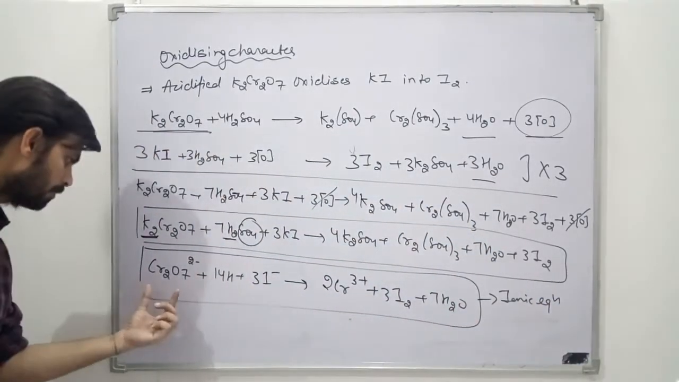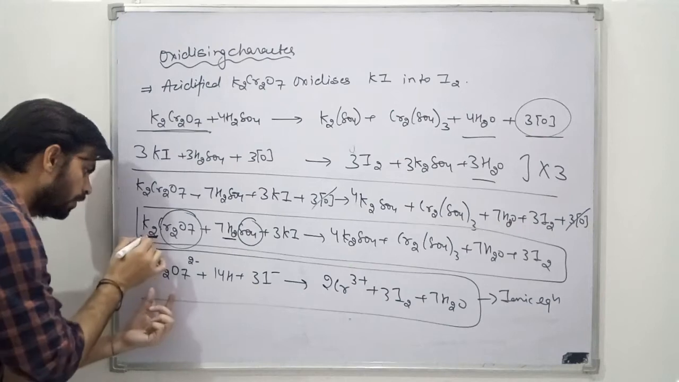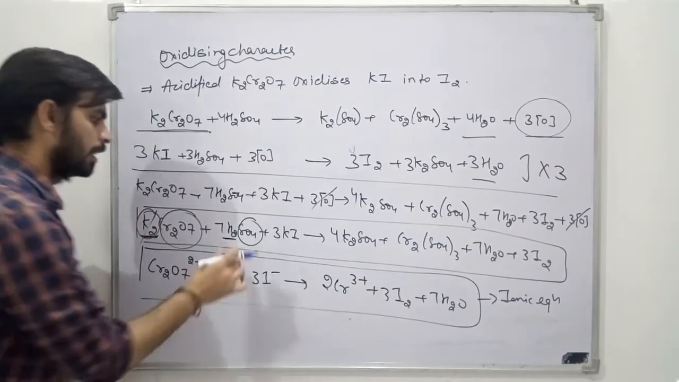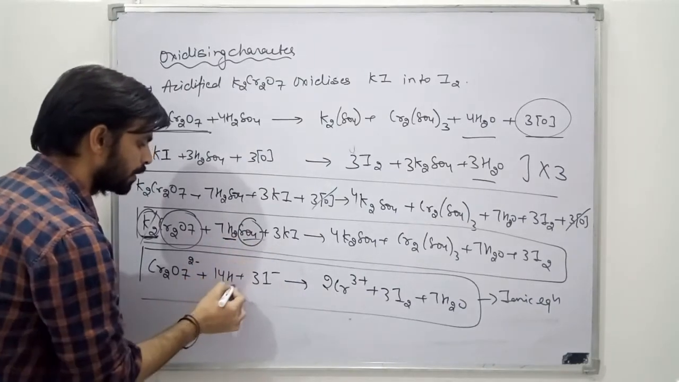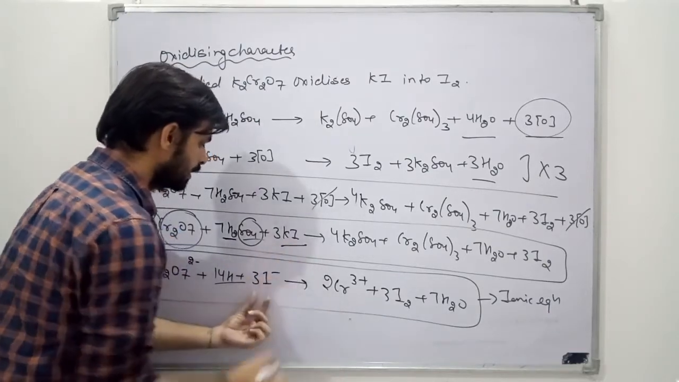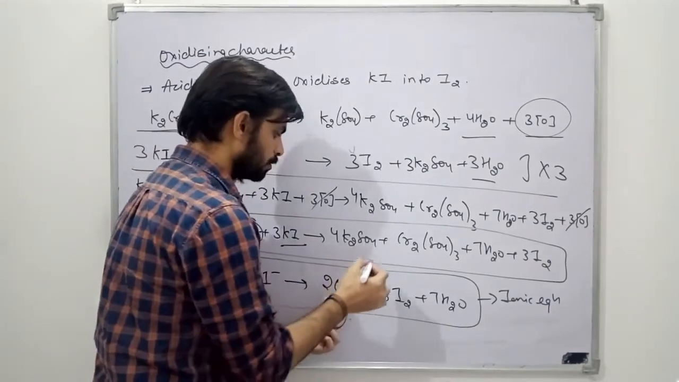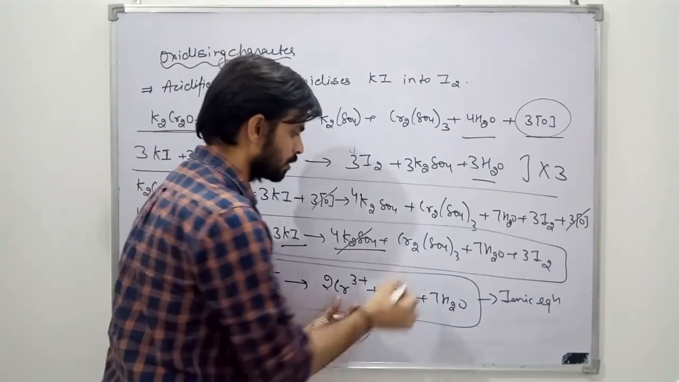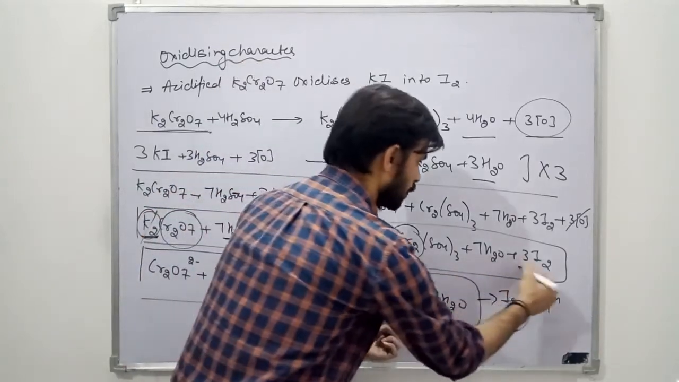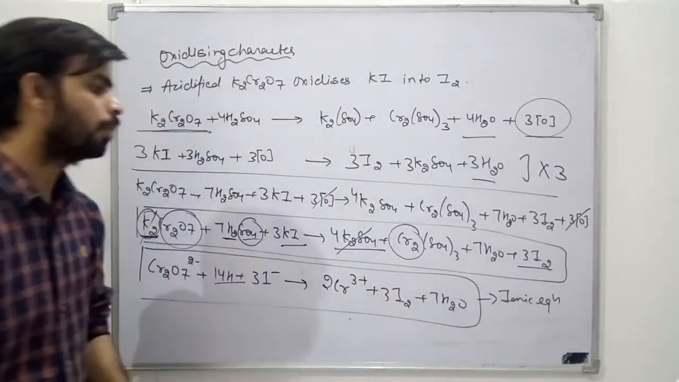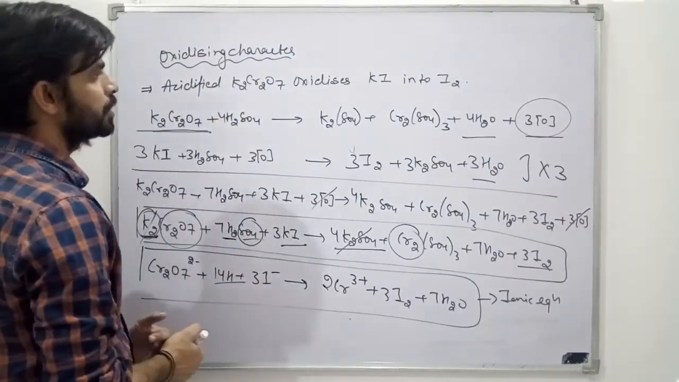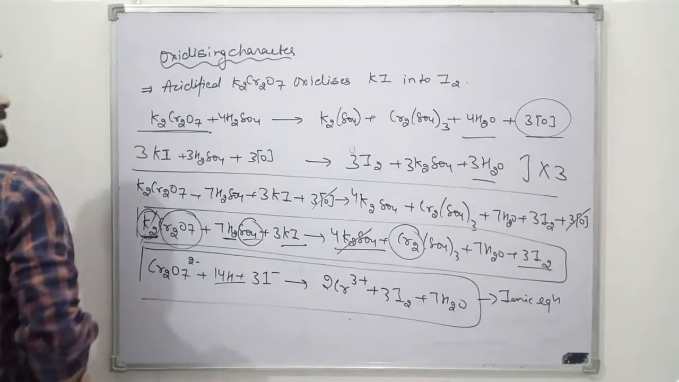Let's check one more time. K2Cr2O7, we neglect K2 and we get Cr2O7 2 negative. And the H2SO4, we neglect sulfate because H plus ions are responsible for the acidic character. Here iodide, 3 times, converts into Cr2 plus 3, times of iodine and 7 times of H2O. This is your ionic equation. I hope you get the point that acidified K2Cr2O7 is an oxidizing agent.